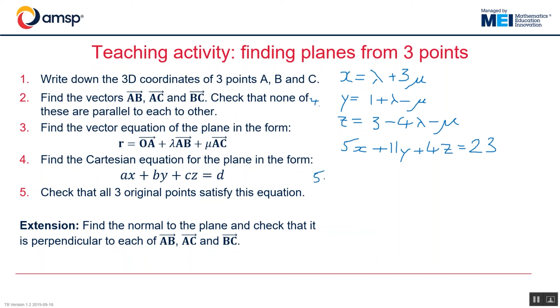In step 5, we can try substituting in the original points into the equation. So for example, the point (0, 1, 3) would give us 5 times 0 plus 11 times 1 plus 4 times 3, which is 11 plus 12, which does equal 23 as we expected, and we can check points B and C the same. There's also quite a nice extension here, which is if students know how to get the normal to the plane, they can check that the normal to the plane is perpendicular to the vectors AB, AC and BC.